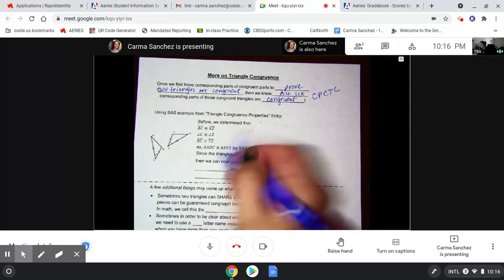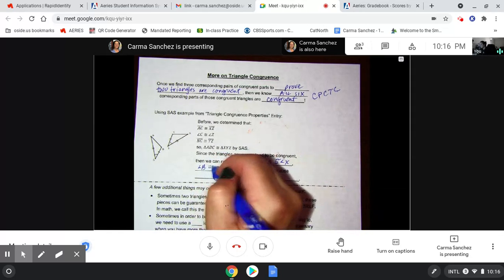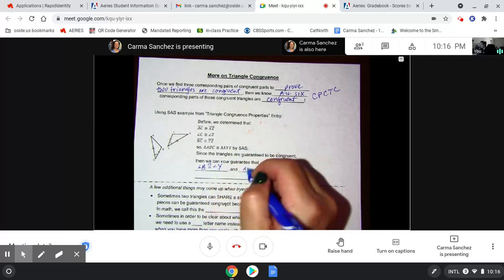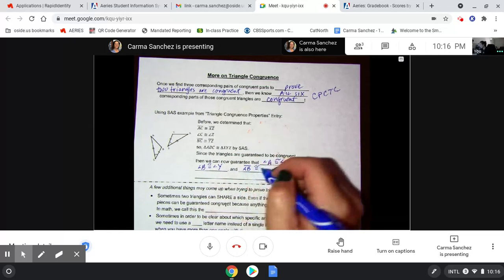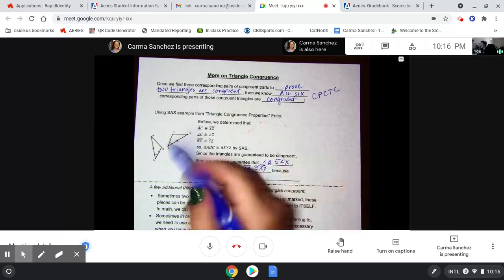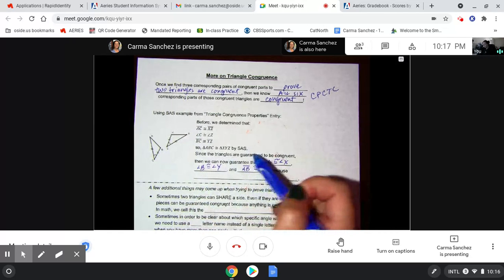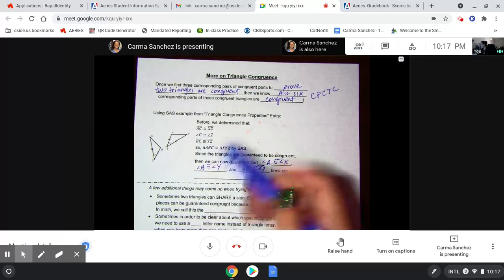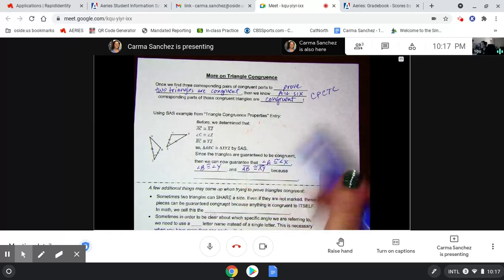And we can say that angle B is congruent to angle Y. We know this now. And we can say that also side AB is now congruent to XY. We know this now because we know that if 3 parts were congruent, the triangles are congruent, so all 6 parts are congruent. So there's 2 ways that we use this.